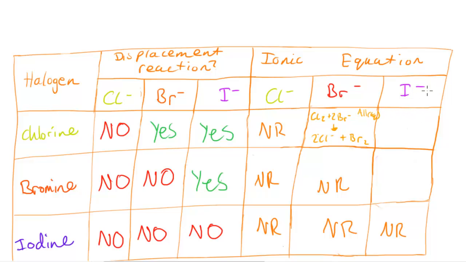Now, in this equation, what we need to do is basically swap the bromide ions for iodine. So Cl2 plus 2I minus forms 2Cl minus and I2. And for this reaction here, what's going to happen is bromine is going to react with iodide. It's going to be Br2 reacts with 2I minus, and this forms 2Br minus and I2, and all of them are going to be aqueous, and in this one all of them are going to be aqueous.